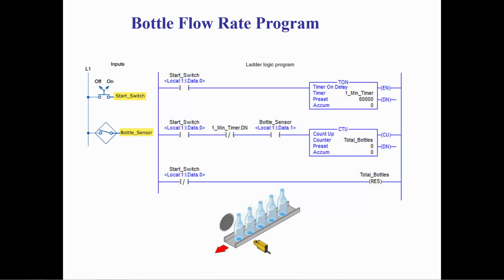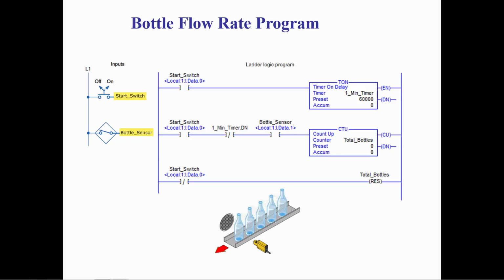In this program, we use a counter and a timer to determine the rate of bottles passing a sensor. When the start switch is pushed, the timer starts timing for 1 minute while all of the conditions on the rung become true except for the bottle sensor. Every time the bottle sensor goes from false to true, the counter will increment the count.